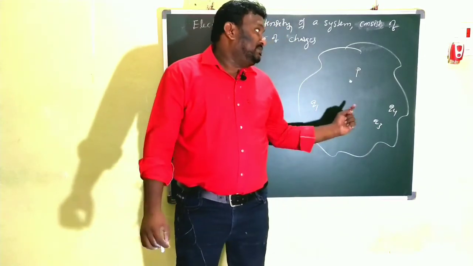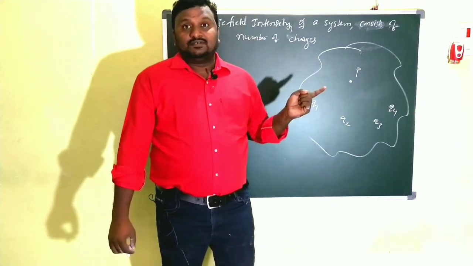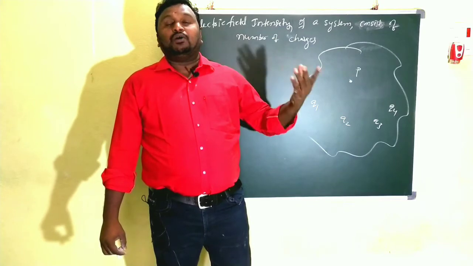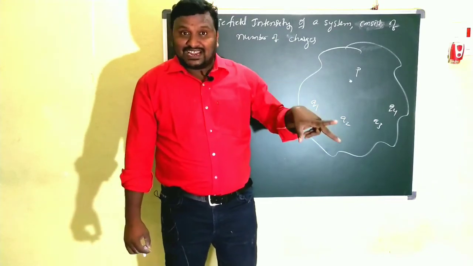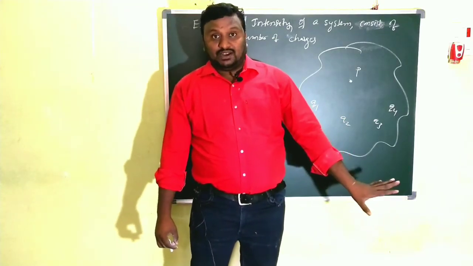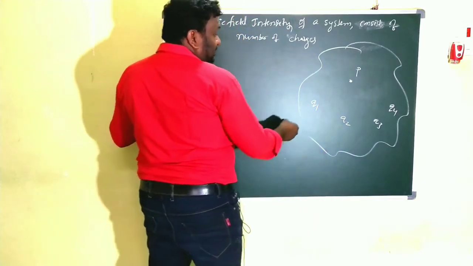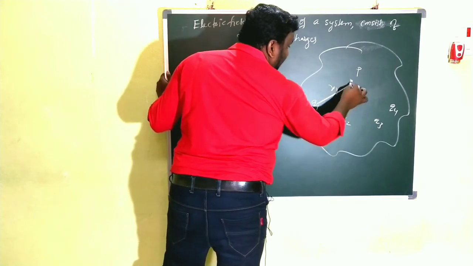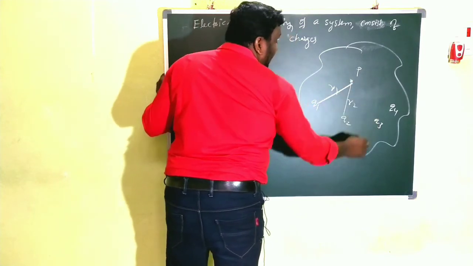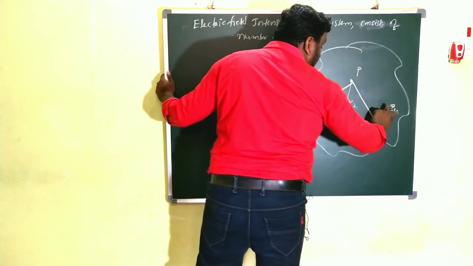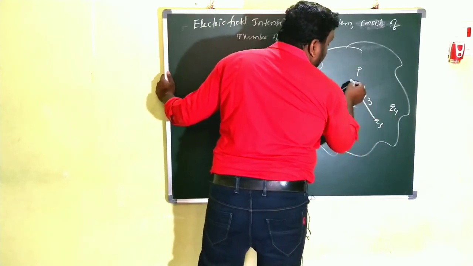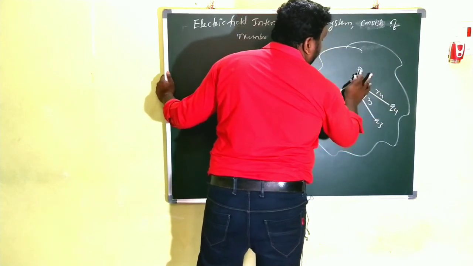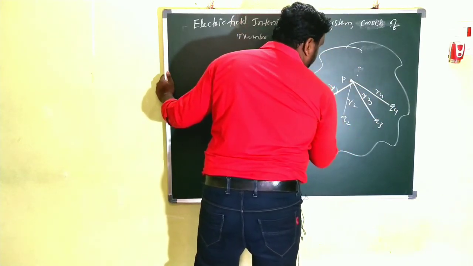Here the system consists of 4 charges. Now we have selected one point in that system. At that point we have to find out the resultant electric field intensity. Clear? Now in this case, the distance from the point to charge Q1 is R1 and to Q2 is R2. The distance from the point to charge Q3 is R3 and to charge Q4 is R4. Clear? This is the point here.